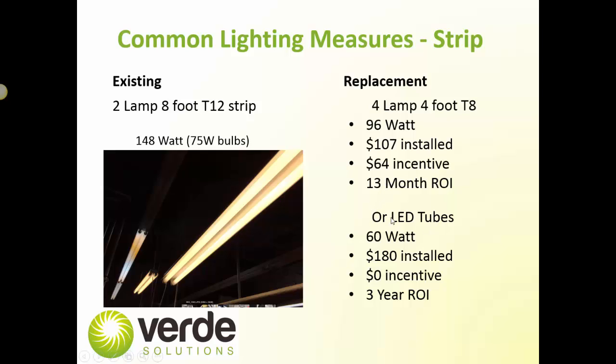Or you could put some LED tubes in. So instead of T8 fluorescent tubes, you could put in T8 LED tubes. You'd use 60 watts, it'd be more installed. In our territory, ComEd, those are not incentivized, so you see the zero incentive and it'd have a 3-year ROI. Some of you that are in Ohio, Pennsylvania, other states, there actually might be an incentive for this, which would obviously just decrease the ROI.